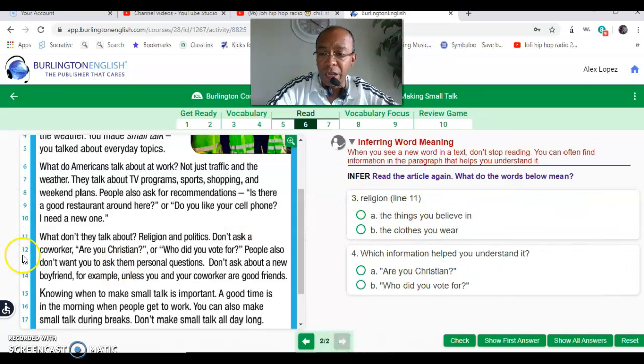Religion, it's in line 11. If you look here, what do they talk about? Religion and politics? Don't ask a coworker about it, right? So, religion, what's religion about? The things you believe in or the clothes you wear? The things you believe in, right?